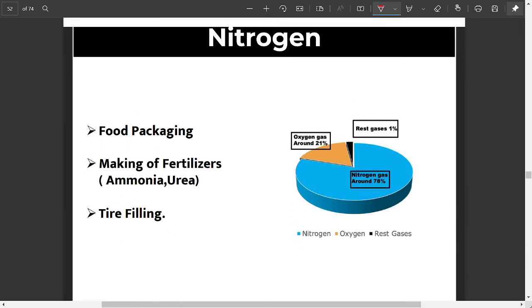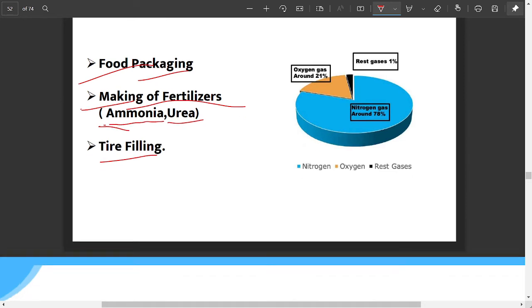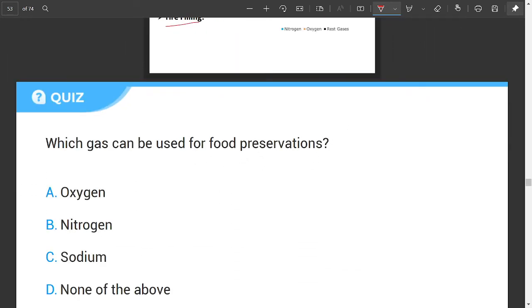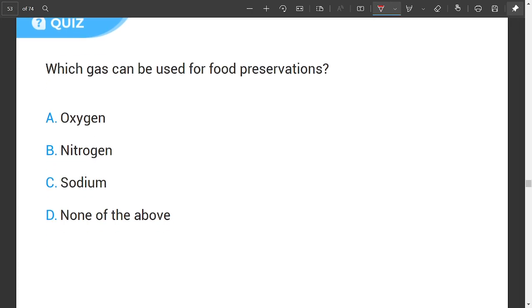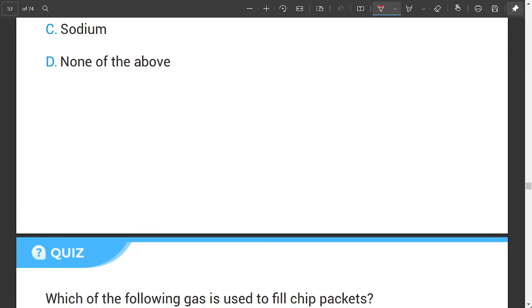Now nitrogen. It is used in food packing or making of fertilizers like ammonia and urea, and like the tire fillings also. Which gas can be used for food preservation? If you actually know it, that is nitrogen.